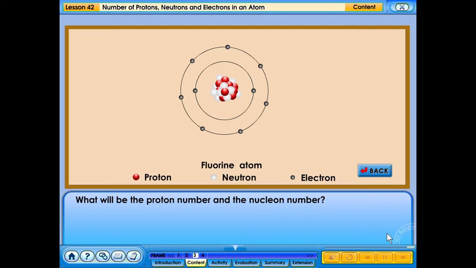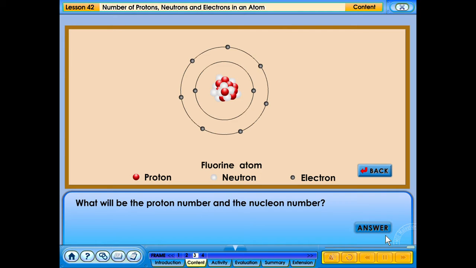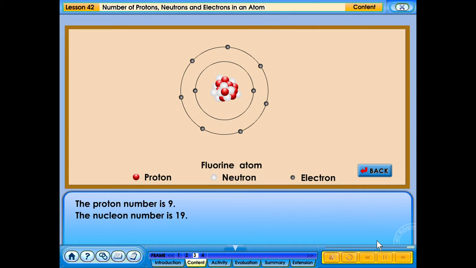What will be the proton number and the nucleon number? The proton number is 9. The nucleon number is 19.